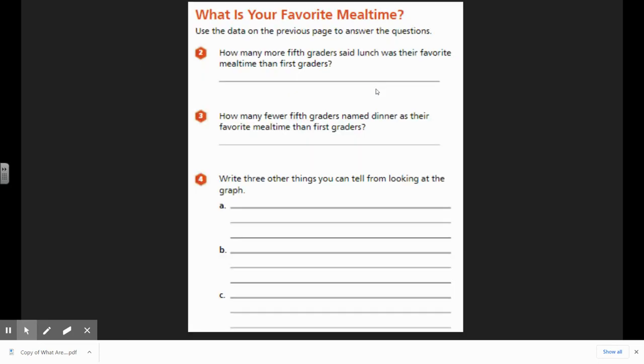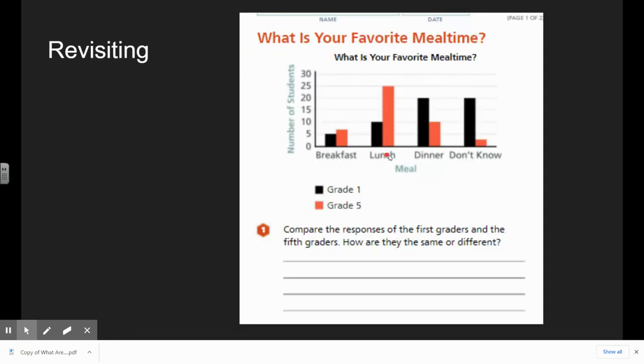How many fewer fifth graders named dinner as their favorite meal than first graders? Now we need to look here, and I see 20 first graders said dinner was their favorite, while only 10 fifth graders said that was their favorite meal. So again, look at the difference here.